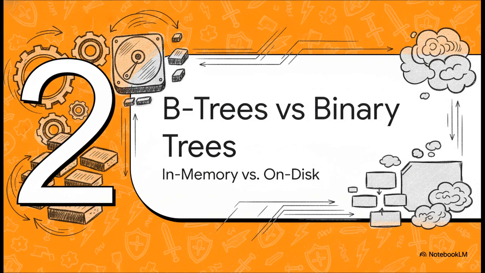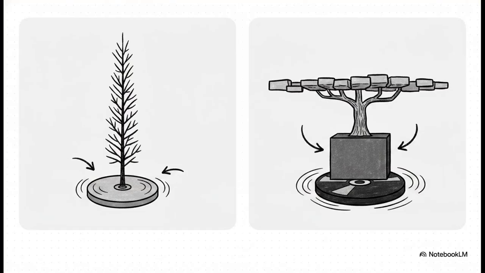B-trees versus binary trees, in-memory versus on-disk. Now, if you've ever taken a computer science class, you're probably pretty familiar with in-memory structures, like red-black or AVL trees. And hey, they're fantastic when all your data fits comfortably right in your RAM. But there's a fatal flaw here. When you move to physical hardware and deal with slow disk I/O, things change. Disks read and write in large, fixed-size blocks. So a standard binary search tree is just way too tall and thin. That means every single time you follow a pointer to a child node, you might be triggering a brand new, painfully slow disk read. Enter the B-tree.